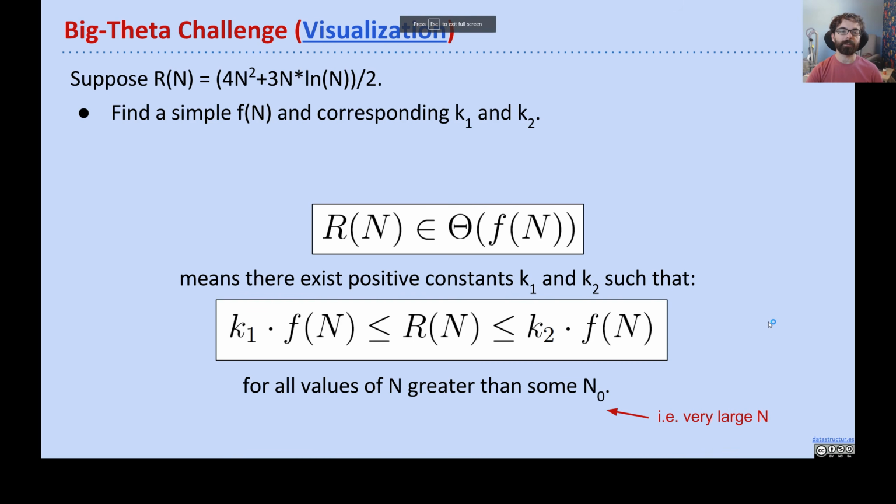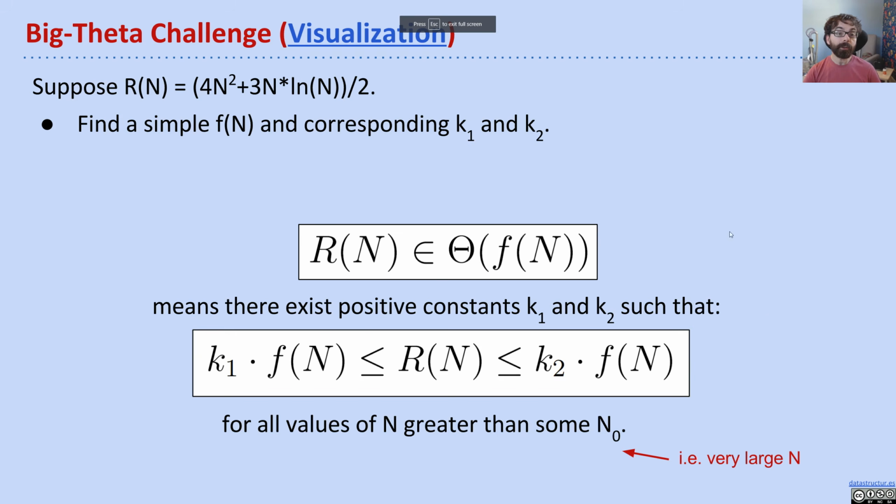I'll give you guys a chance to try one out. So what I'd like you to do is, let's suppose your function of interest is (4n² + 3n ln n) / 2. Come up with a simple f(n), the family that r belongs to, and a corresponding k1 and k2.